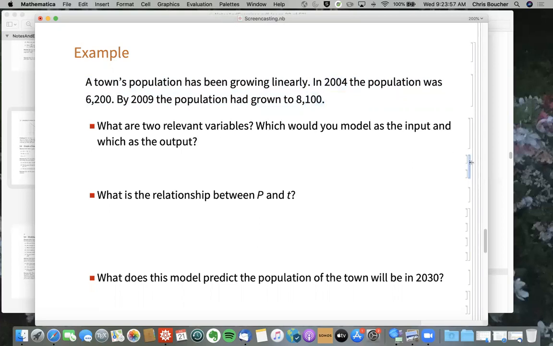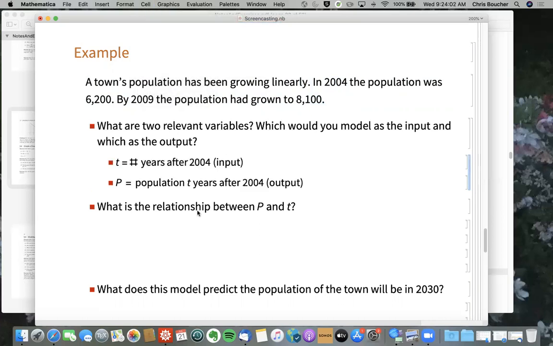So let's identify those as such, right? I'll let T be time. Now, when you define a variable, don't just write T equals time. That doesn't make a lot of sense. What does it mean for a variable to be time?